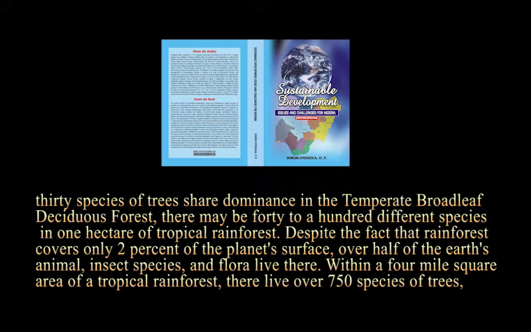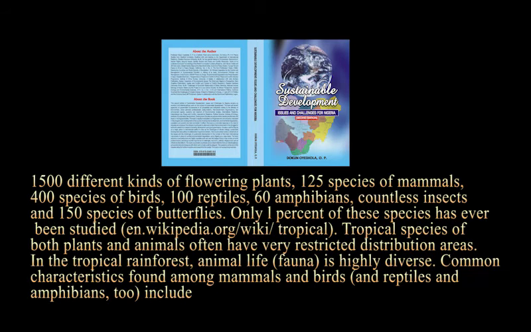Despite the fact that rainforest covers only 2% of the planet's surface, over half of the Earth's animal, insect species, and flora live there. Within a 4-mile square area of a tropical rainforest, there live over 750 species of trees, 1,500 different kinds of flowering plants, 125 species of mammals, 400 species of birds, 100 reptiles, 60 amphibians, countless insects and 150 species of butterflies. Only 1% of these species has ever been studied. Tropical species of both plants and animals often have very restricted distribution areas.